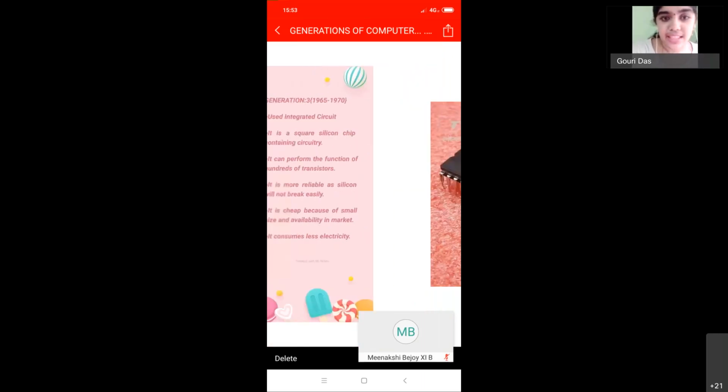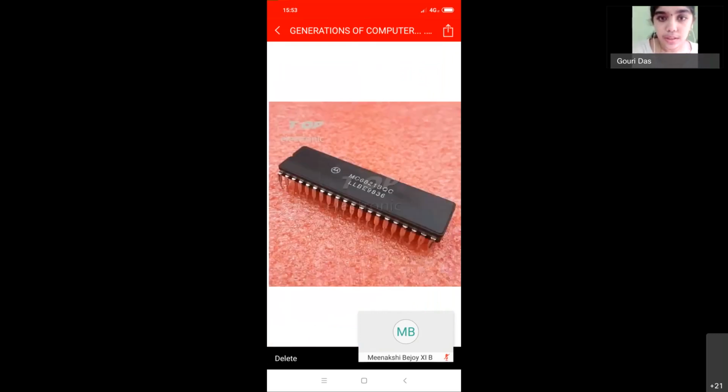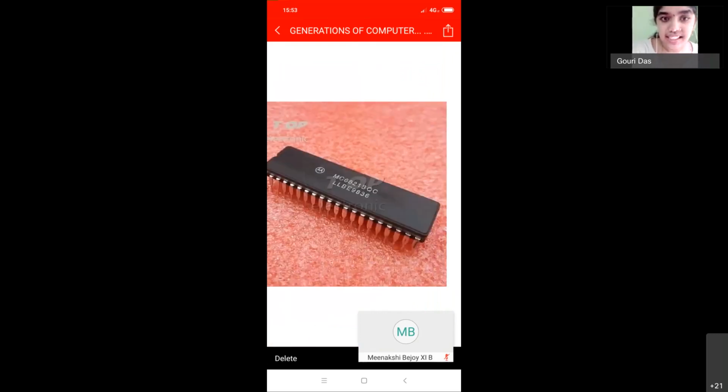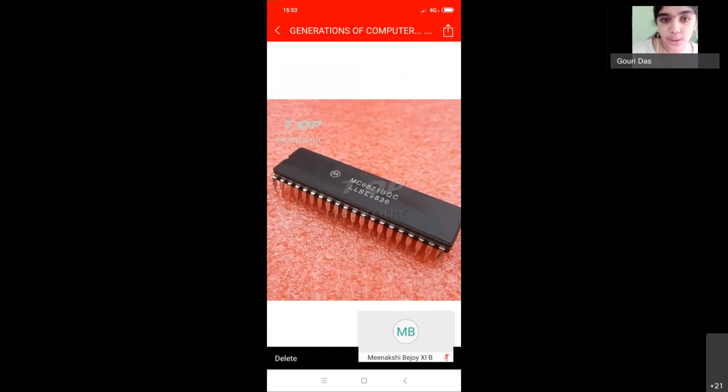This is an integrated circuit. It is an example of an integrated circuit. Okay. Can you tell me what we use in the third generation of computers? Integrated circuit.